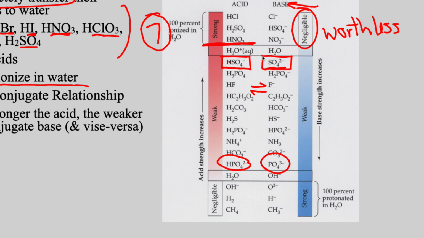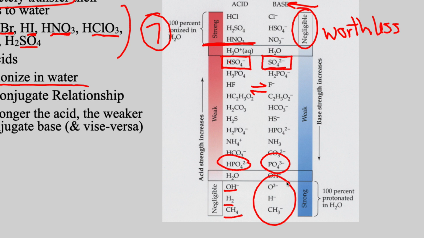Yeah, good. Yes. So hydroxide is a worthless acid. It does not give away hydrogen. H2, weird thought, worthless acid. Bunsen burner gas, worthless acid. These don't give away hydrogens. But their conjugate bases take in hydrogens like crazy.